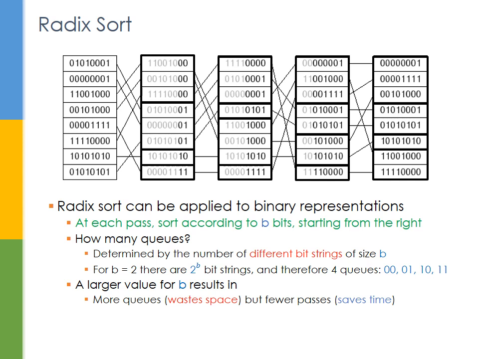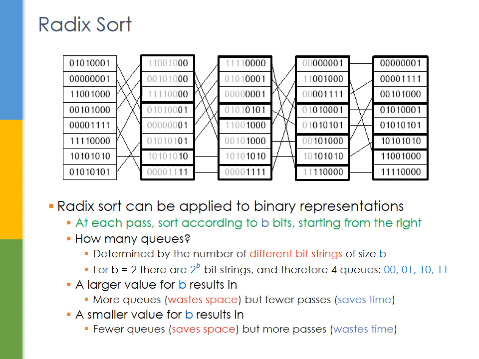Right, so there turns out to be a trade-off in terms of selecting the value of b. The larger the value of b is, the more queues we have to process. What this means is we have additional wasted space because there's overhead associated with each queue. However, we will perform fewer passes because we are processing more bits at once for each pass of the Radix sort algorithm, so this saves on execution time.